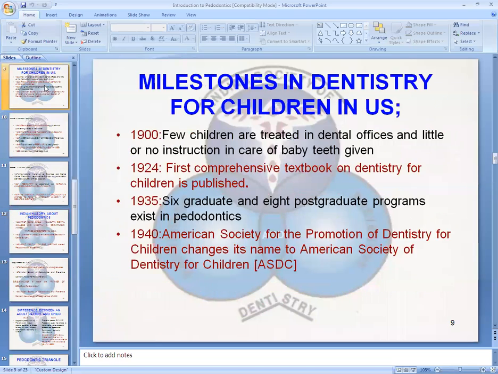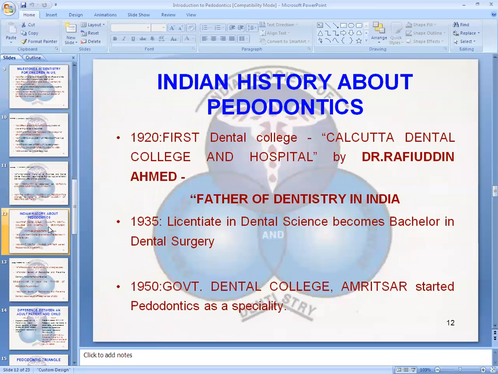Now, we have seen this in the US and all over the world. In Indian history, in 1920, the first dental college, Calcutta Dental College and Hospital, was opened by Dr. Rafiuddin Ahmed. He is called the father of dentistry in India. There is a lot of confusion here, so you must read MCQ questions very carefully. This is the father of dentistry in India, Dr. Rafiuddin Ahmed, and the father of pediatric dentistry in India is different. It is B.R. Vacher.